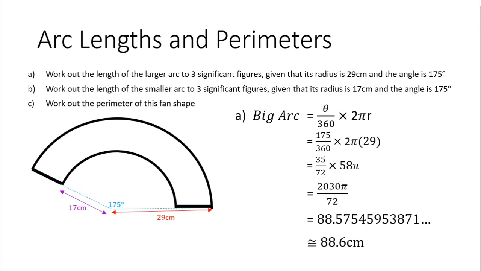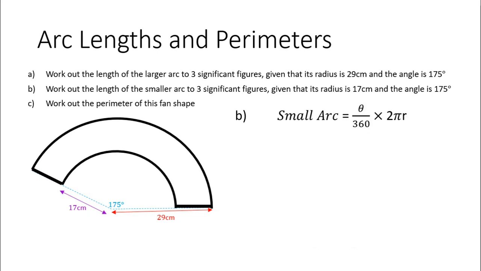Now looking at the smaller arc, it's the same theory, however we've got a different radius that we're working with. The smaller arc is still some fraction of 2 pi r. The angle at the center is still 175 degrees, but the radius is 17. We can simplify that fraction in the same way as before, dividing both top and bottom by 5. And 2 pi times 17 gives us 34 pi. Multiplying by a fraction, again, we just need to multiply by the top, so 35 times 34 pi gives us 1,190 pi over 72.